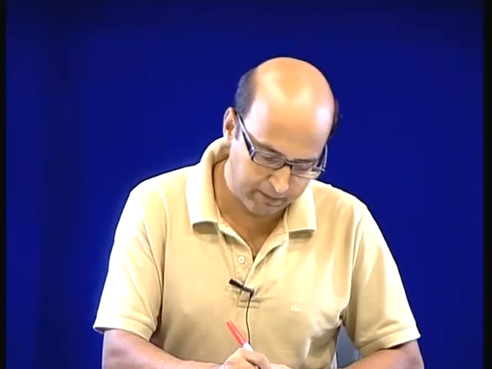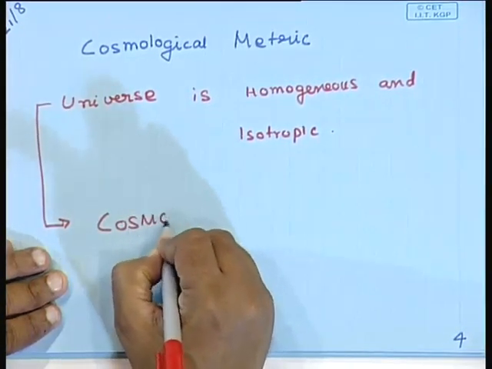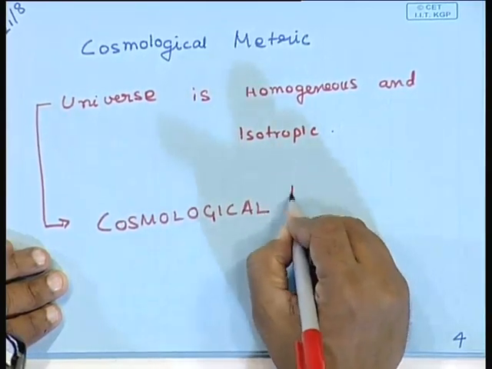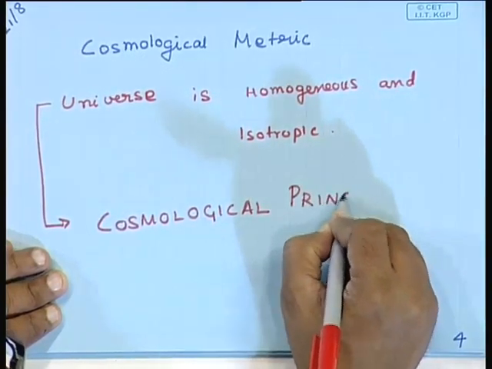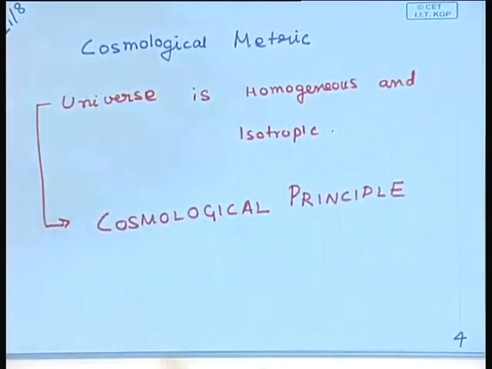So, one has to first determine what is the most general homogeneous and isotropic metric, where all points in space are identical, all directions in space are identical. Let me just tell you that this is the cosmological principle. We have discussed this earlier. And in the context of general relativity, it can be made much more rigorous.